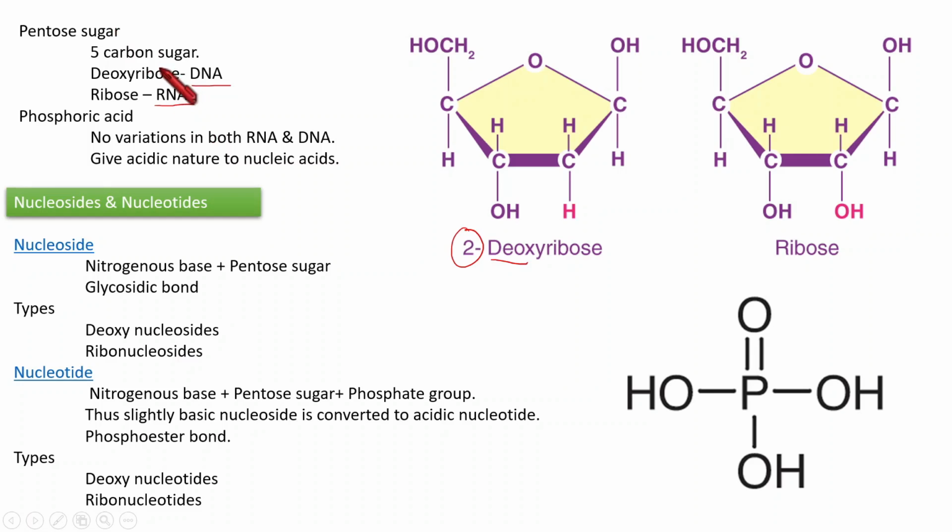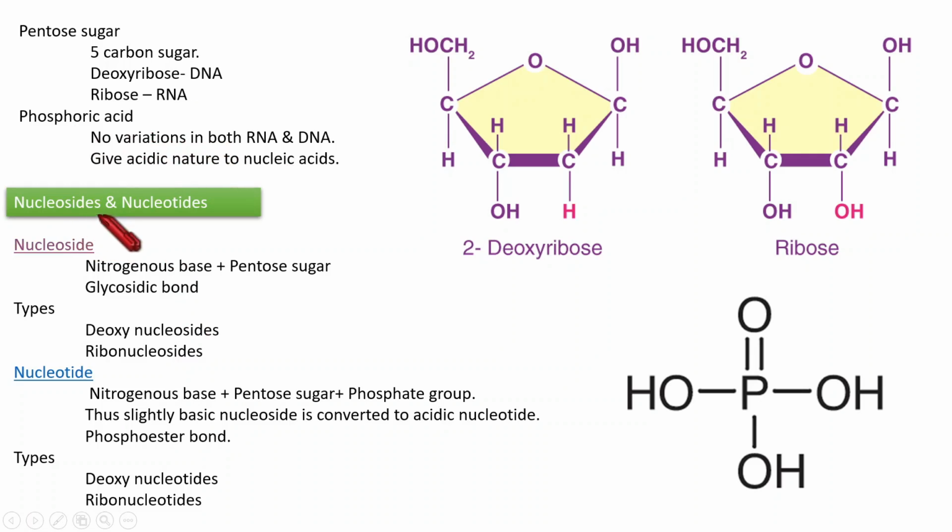The next element present in the nucleotide is phosphoric acid. Phosphoric acid is the same in both RNA and DNA. There is not much difference in the case of these two nucleic acids. And the importance is that this phosphoric acid gives acidic nature to the nucleic acid. Otherwise, the nucleic acid is basic. So, the acidic nature is provided by the phosphoric group present in the nucleotide.